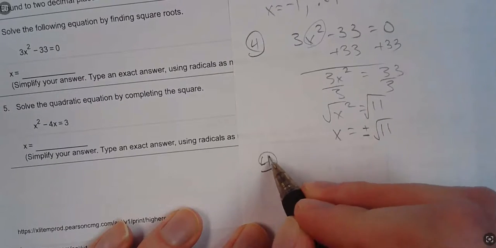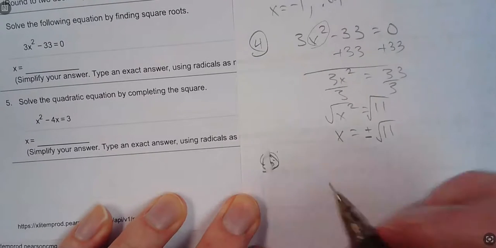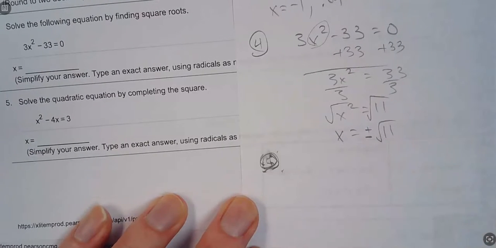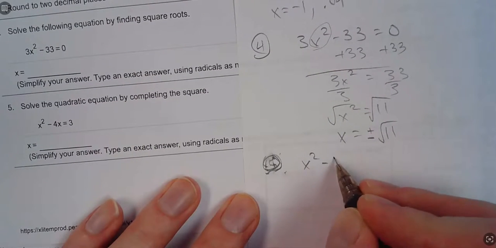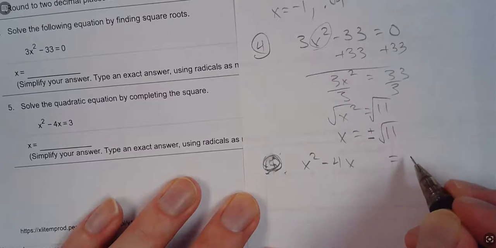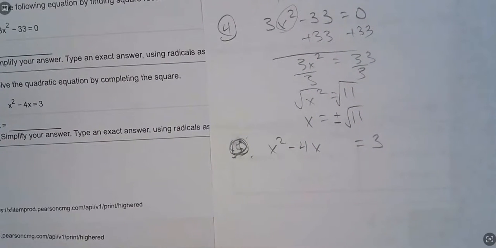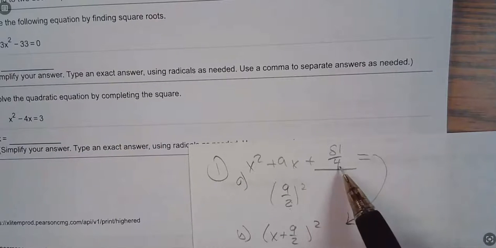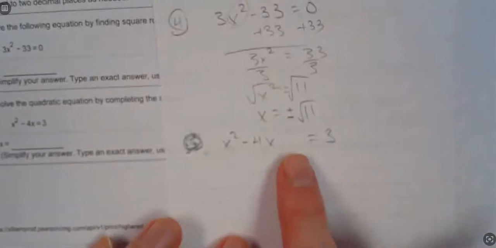Number 5. Number 5, supposed to be a 5. We're going to do complete the square. So x squared minus 4x, I'm going to leave a little space and put plus 3. So again, I want to complete the square, which means it's kind of like number 1. We said write the number that would make this a perfect square trinomial. That's exactly what I'm trying to do here.